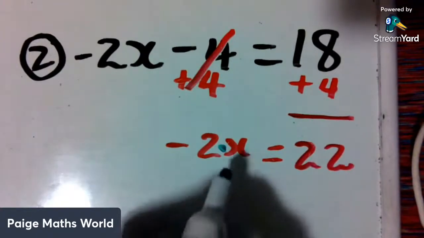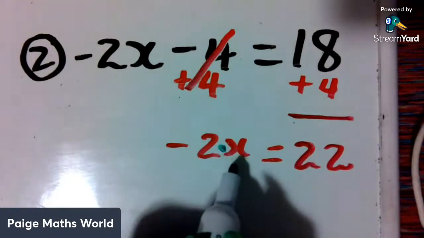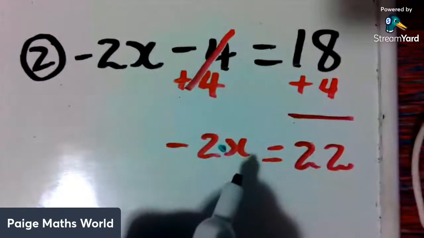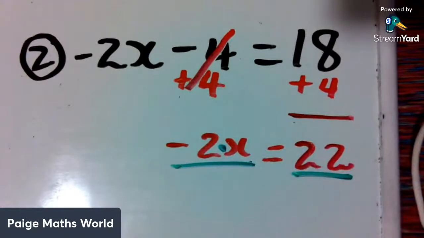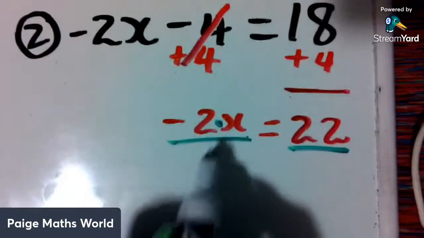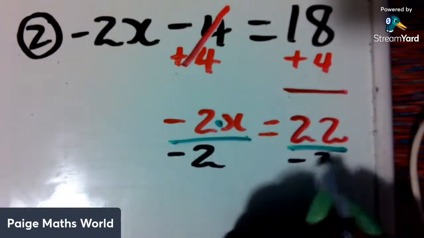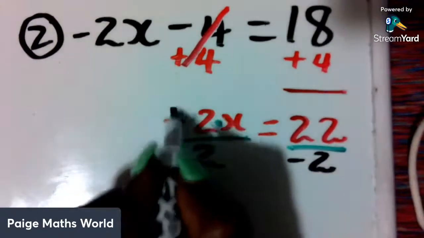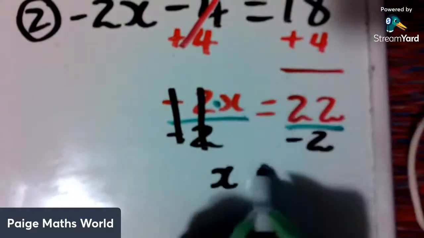I appreciate you, hon. All right, so if we have negative 2 times the x, and we need the x by itself, we now know that we have to divide, right? We're going to be dividing, because the opposite of multiplying is dividing. So we're going to divide both sides by negative 2. And so the negatives cancel, the 2 cancels. What is left is x, right? Put back your equal sign.